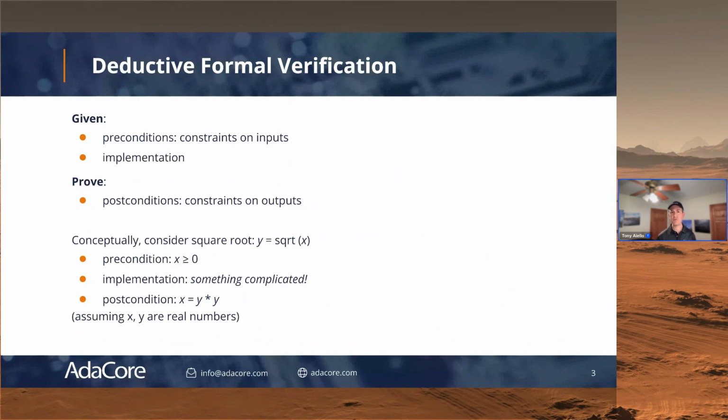So as a conceptual example, consider square roots. We might write square root down as y equals square root of x. In this case, our precondition would be x must be greater than or equal to 0. Our implementation is going to be something complicated, so it's probably going to be based on Newton's method or some other sort of complicated way of computing a square root. But the postcondition is very easy to write down. X should be equal to y times y.